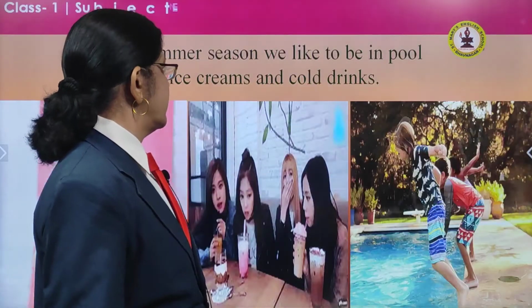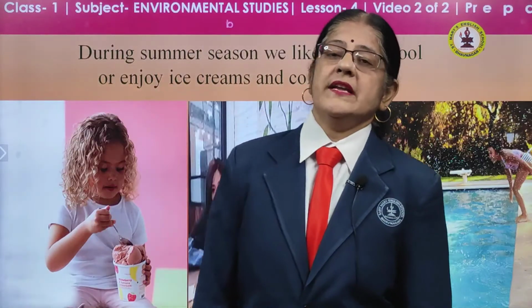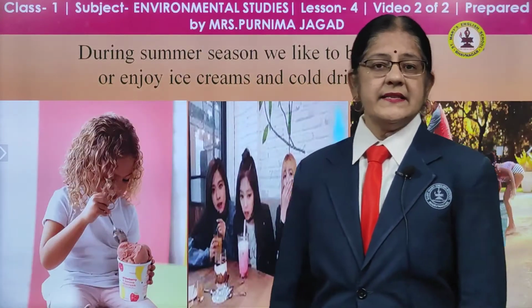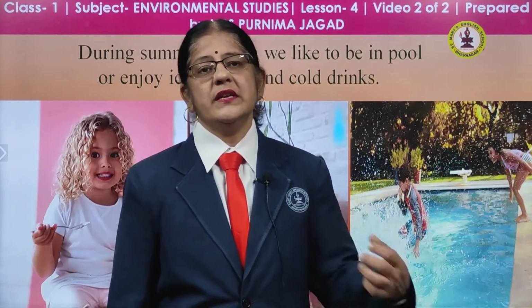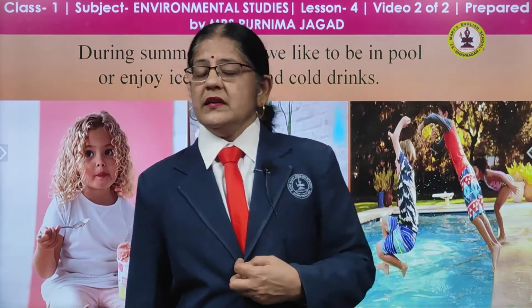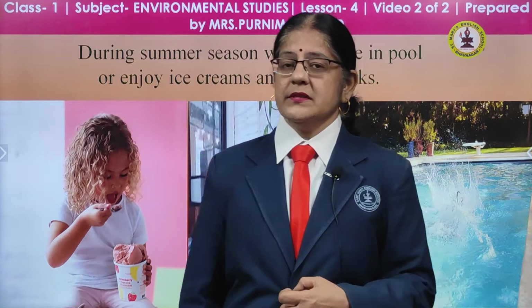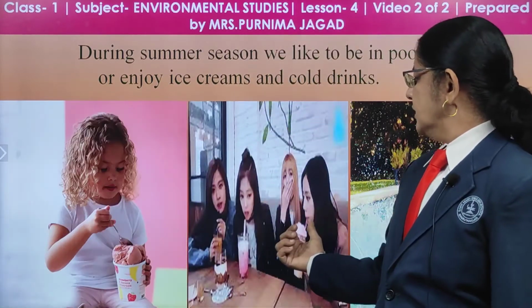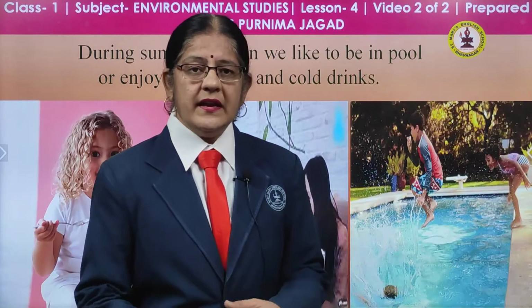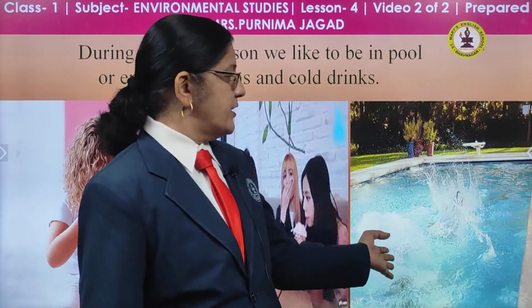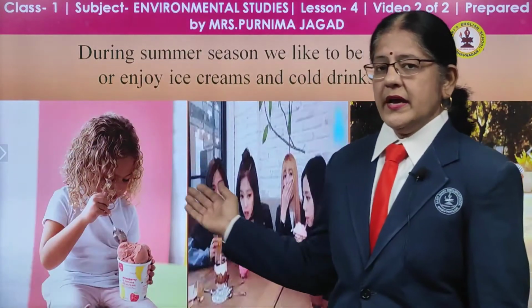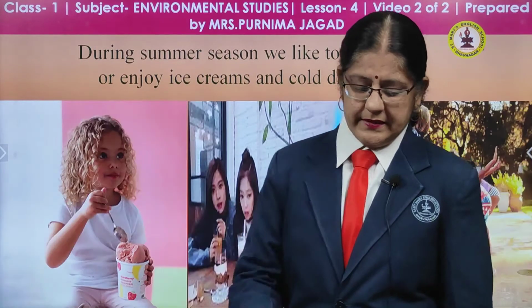During summer season we like to be in the pool or enjoy ice creams and cold drinks. As I told you, it is very hot in summer. Our body needs more and more water. Our body needs to be cool. So children and even elders like to eat ice creams to keep our body cool, and also cold drinks, and some children like to be in the swimming pool. Some go to the beach at evening time and they like to be in the water. Why? Because it is very hot. So children like to play in the pool and they like to have cold drinks and ice creams.